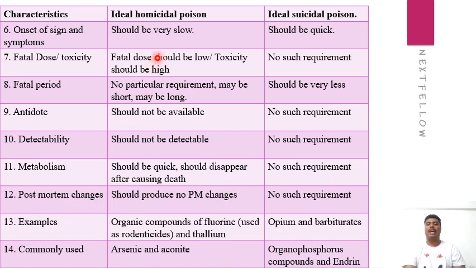Now, examples of an ideal homicidal poison are organic compounds of fluorine used as rodenticides, and thallium. They have many properties of an ideal homicidal poison. There is no truly ideal homicidal poison, but organic compounds of fluorine and thallium come close. Ideal suicidal poisons are opium and barbiturates. But the most commonly used homicidal poisons are arsenic and aconite, and the most commonly used suicidal poisons are organophosphorus compounds and endrin.